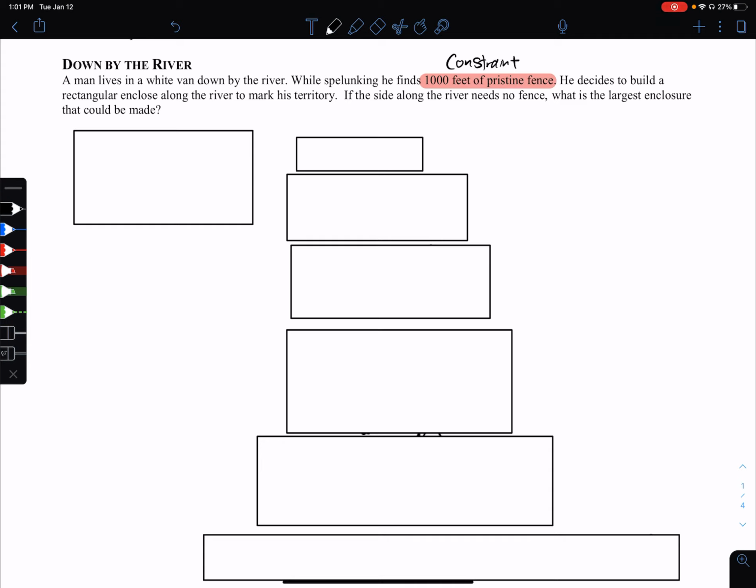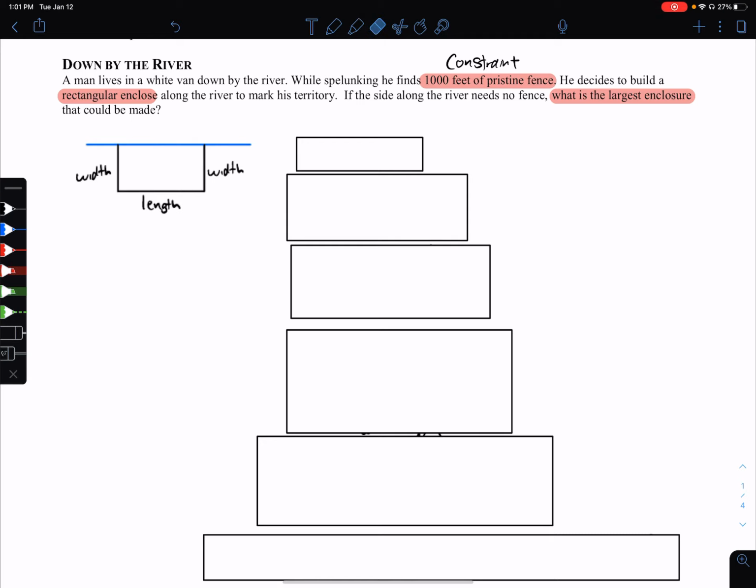He decides to build a rectangular enclosure along the river to mark his territory. If the side along the river needs no fence, what is the largest enclosure that could be made? The fact that it's asking for the largest enclosure, that's an optimization problem. Largest meaning the most area. That's implied but not said.